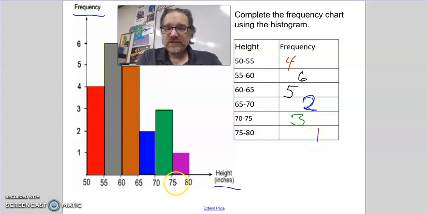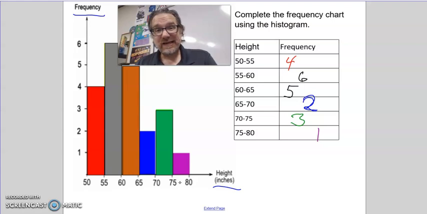So keep in mind, this last group includes 75 inches, but not the 80. So the tallest anybody is from this group is at most 79.999999999 inches. They're not quite 80. They have to be under the 80.